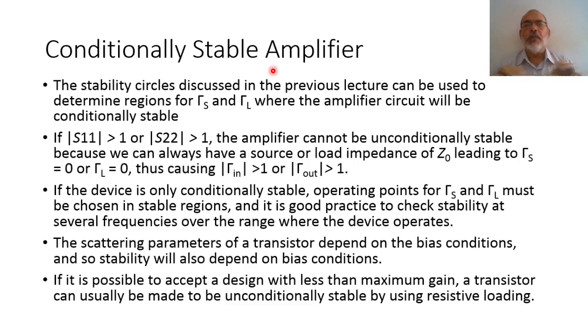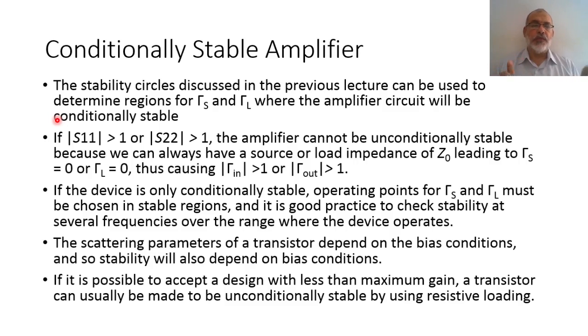So we want a simple expression to determine whether the amplifier is stable, unstable, or conditionally stable. If it is an unconditionally stable amplifier, it means that it is stable for any source impedance and any load impedance. If it is conditionally stable, it means that we have specific values for source impedance and load impedance which will make this transistor a stable amplifier. So the stability circles, which were discussed in the previous lecture, can be used to determine the region for gamma source and gamma load where the amplifier circuit will be conditionally stable.